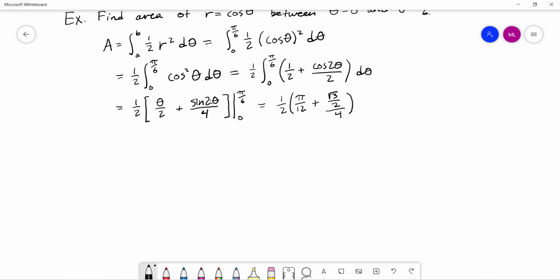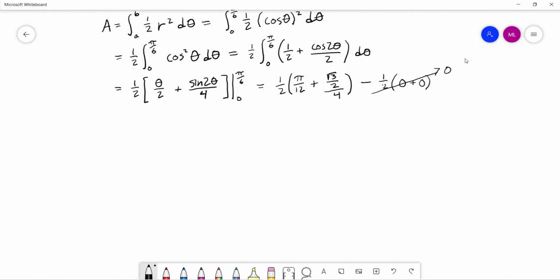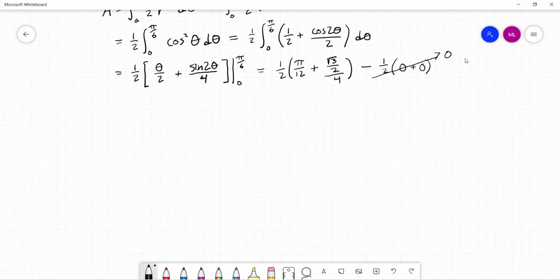And that's the upper bound plugged in, and from that I'm going to subtract off the lower bound, which in this case is 0 plus 0. 0 over 2 is 0, sine of 0 is 0. So those do, in this case, contribute nothing, but that doesn't always happen. If that had been a cosine, we'd have some stuff there.